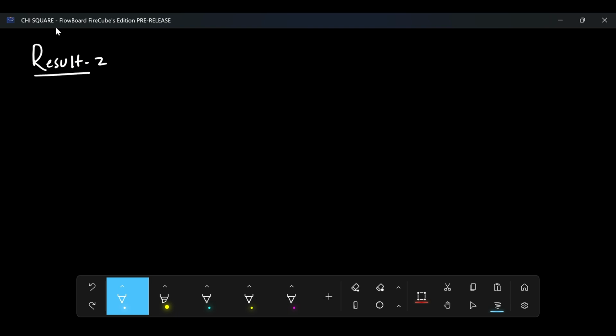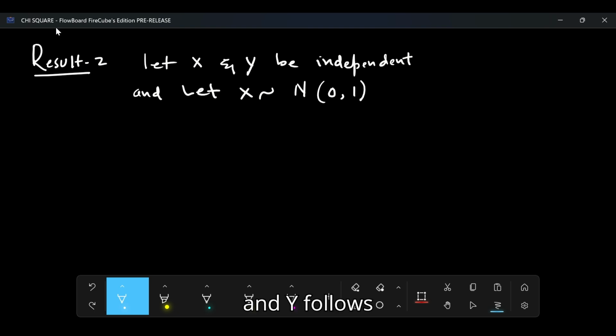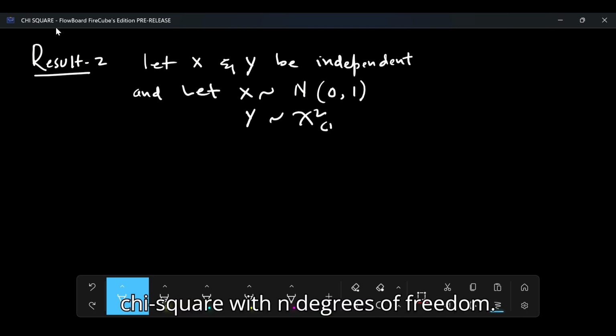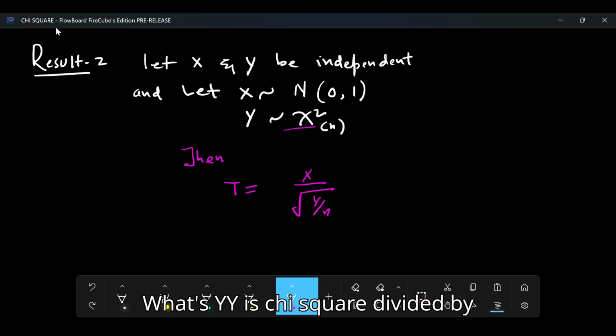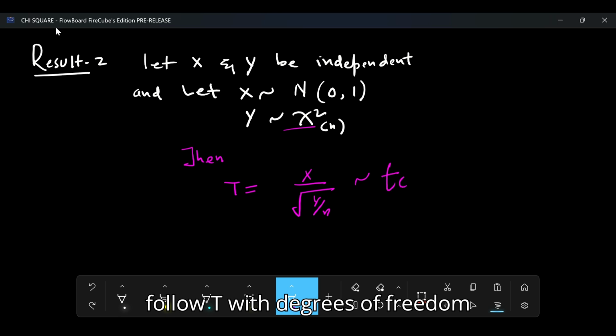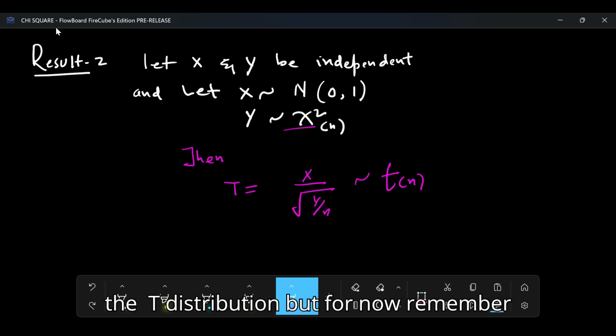That's result number 2. Let x and y be independent, and let x follow normal 0 comma 1 and y follow chi-square with n degrees of freedom. Then t is equal to x divided by the square root of y by n, that's y divided by its degrees of freedom. Y is chi-square divided by degrees of freedom of y, and this will follow t with degrees of freedom n. Same here, you have not studied the t distribution, but for now remember these two results only.